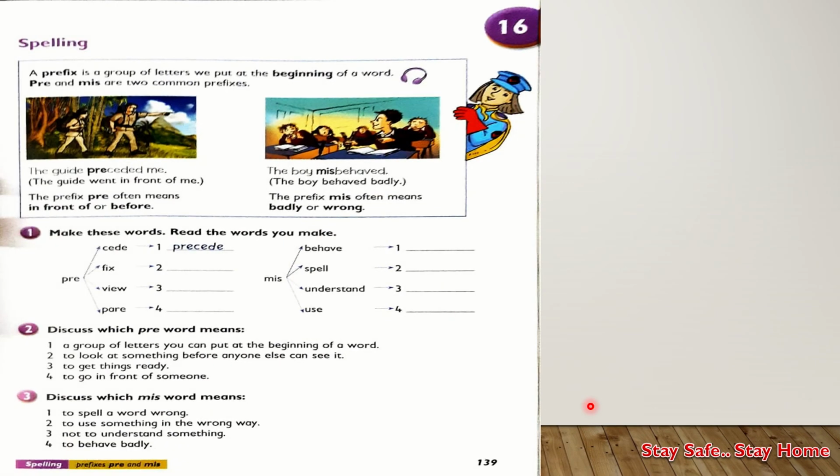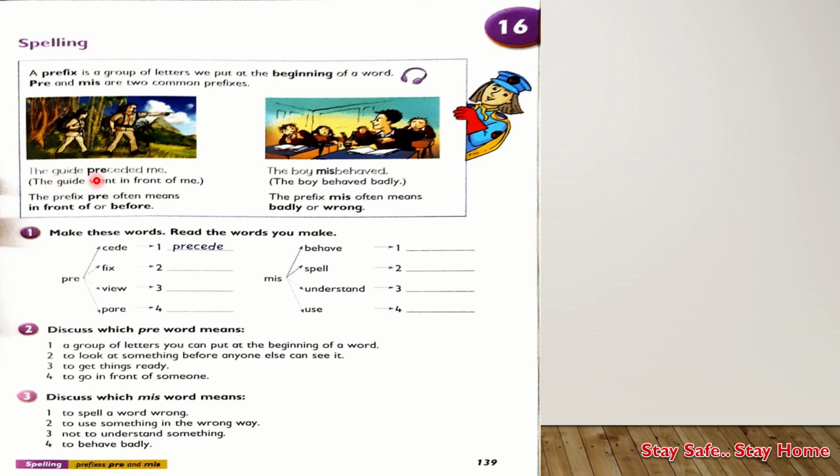Open up our books on page 139. As you can see here, a prefix is a group of letters we put at the beginning of a word. Pre and miss are two common prefixes, so we will focus on pre and miss when we add them at the beginning of a word.